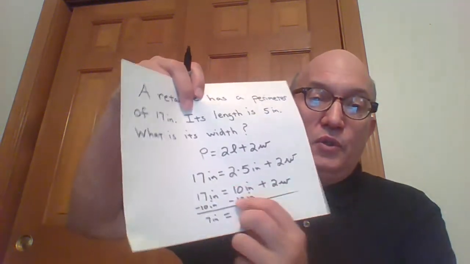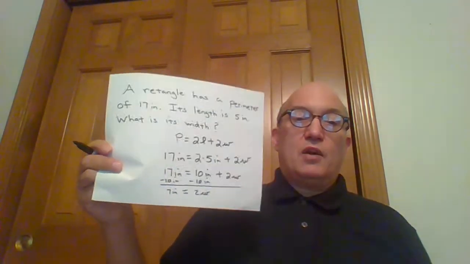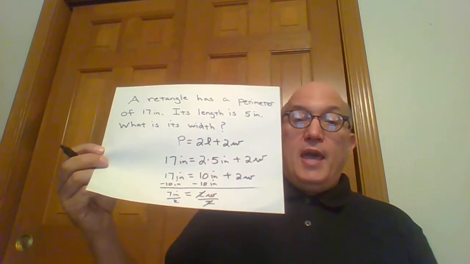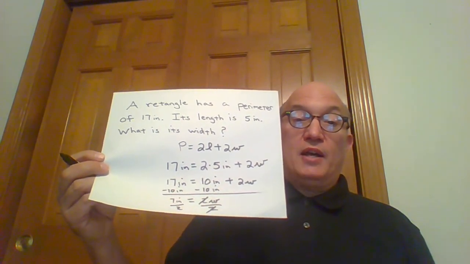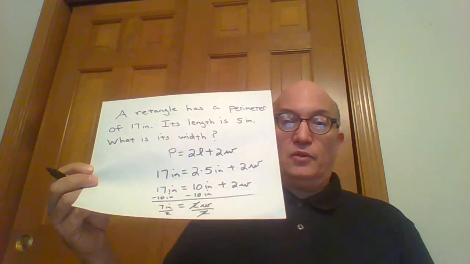So 17 inches minus 10 inches is 7 inches. And then these 10s cancel, which is they add to 0. That's why we subtracted 10 inches from each side. So the only thing left on the right side is the 2W. I'm kind of running out of room here, but what's the final step? Divide each side by 2, right? Divide each side by 2. The 2's cancel on the right side, leaving the W. And 7 inches divided by 2 is 3.5 inches.